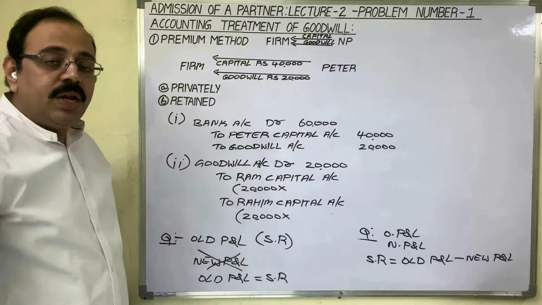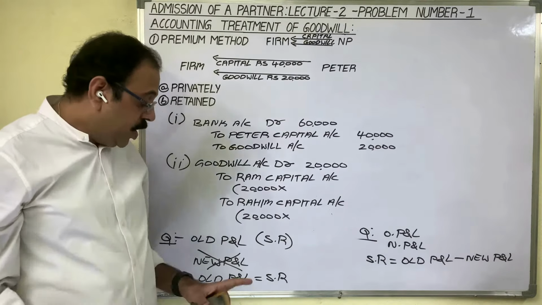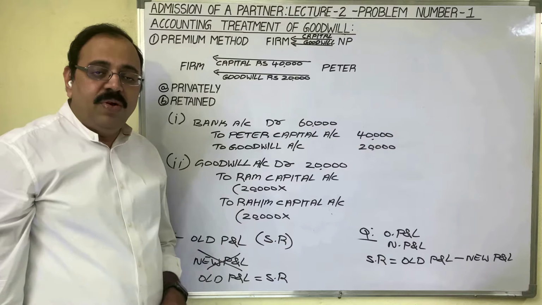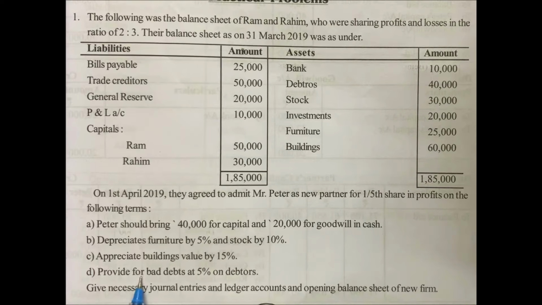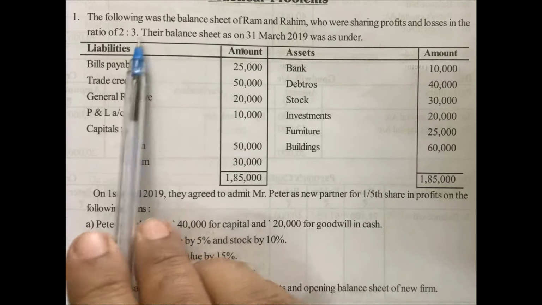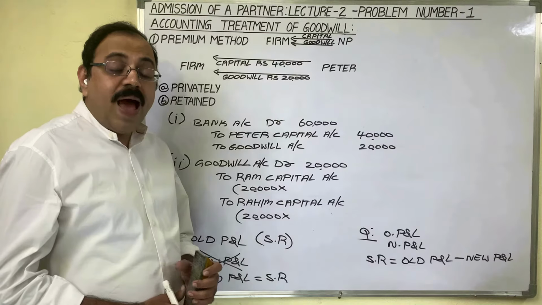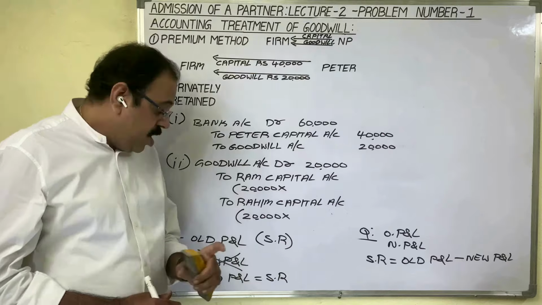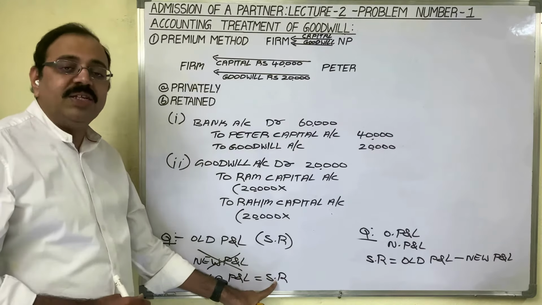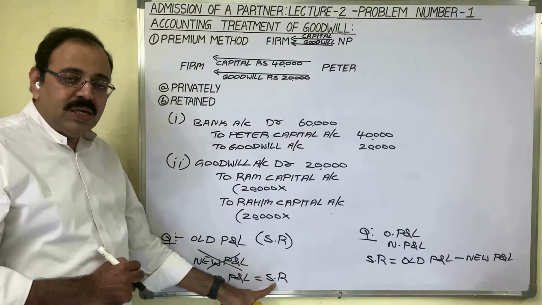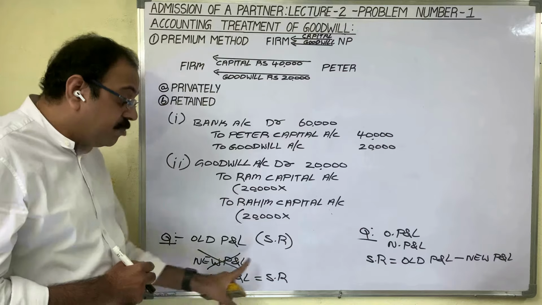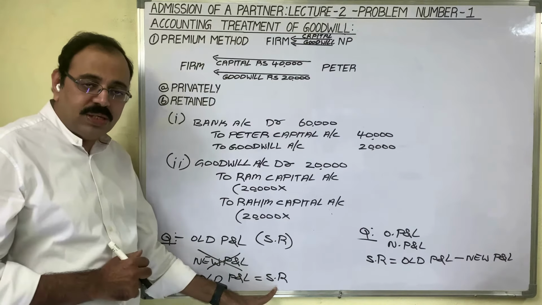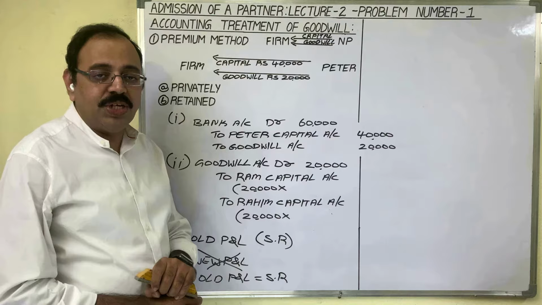Okay. So in the question, we have to search for new profit and loss ratio, whether it is given or not. Observe the old balance sheet. In the additional information, new profit and loss ratio is not given. Only old profit and loss ratio is given. As new ratio is not given in the question, old ratio becomes sacrificing ratio. Now the doubt is, if new ratio is not given in the question, why does old ratio become the sacrificing ratio? I will show this. First, we will calculate new profit and loss ratio for this problem.